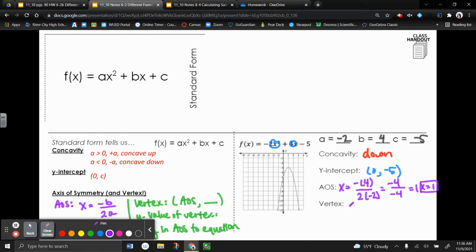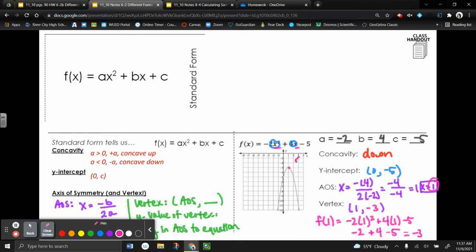Since I know my axis of symmetry is x equals 1, I have half of my vertex. To get my other half, I'm going to take this value and plug it in for x in our original equation. So f of 1, meaning we're going to plug in 1 for x: negative 2 times 1 squared plus 4 times 1 minus 5. Well, 1 squared is 1, so this is negative 2. And then 4 times 1 is 4, so plus 4, and then minus 5. Going from left to right, negative 2 plus 4 is 2, and 2 minus 5 is negative 3. So my vertex is going to be (1, negative 3), which we can see here from our graph.